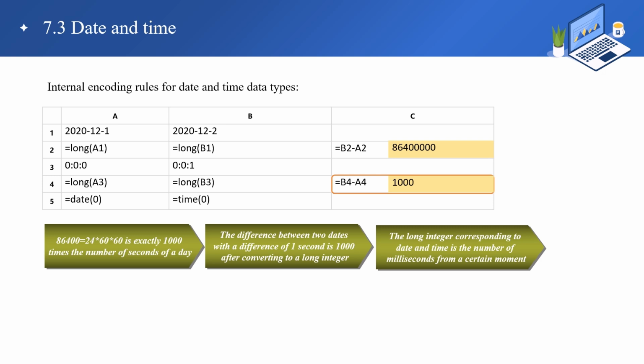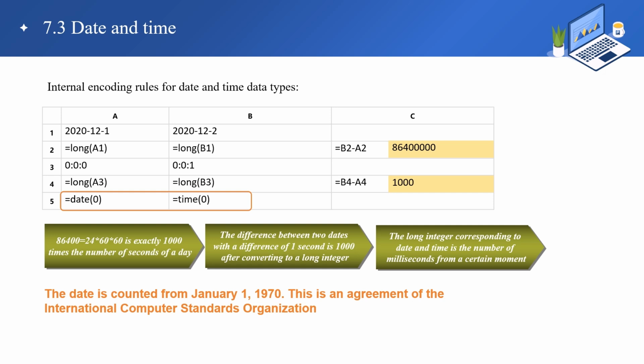Then, from which moment? We can't figure it out by observing A1, B1, A4 and B4 directly. We can simply reverse it and observe A5 and B5. It turns out that the date is counted from January 1st, 1970. This is an agreement of the International Computer Standards Organization. Dates earlier than 1970 should be expressed as negative numbers.